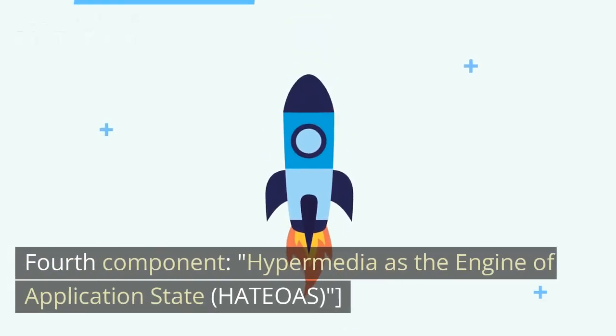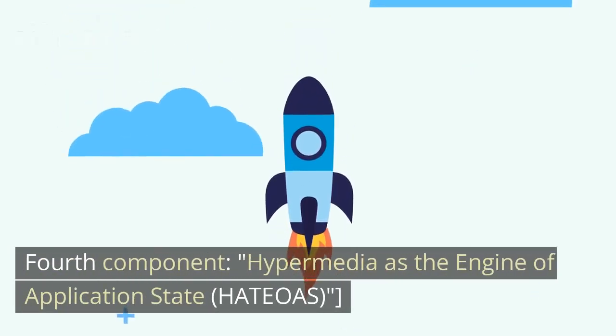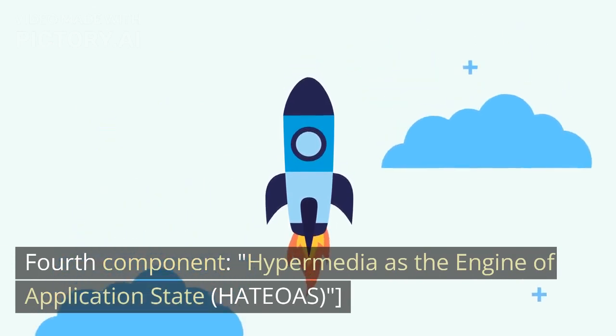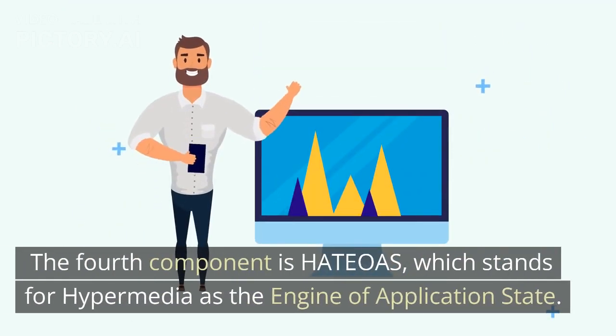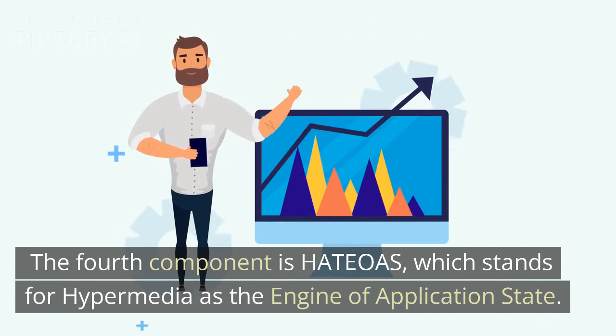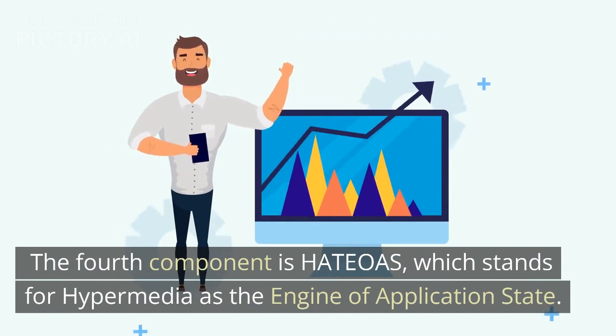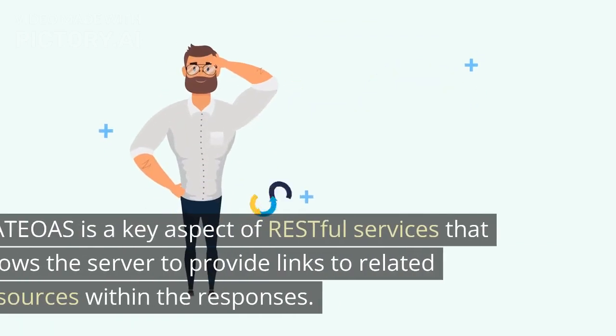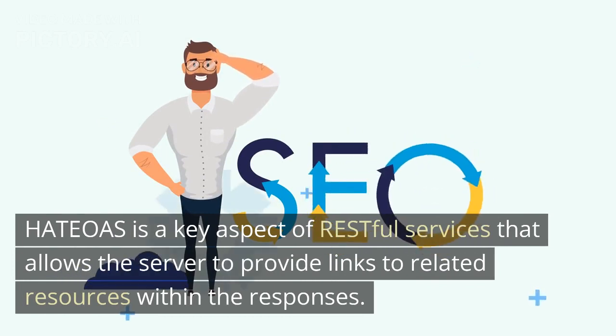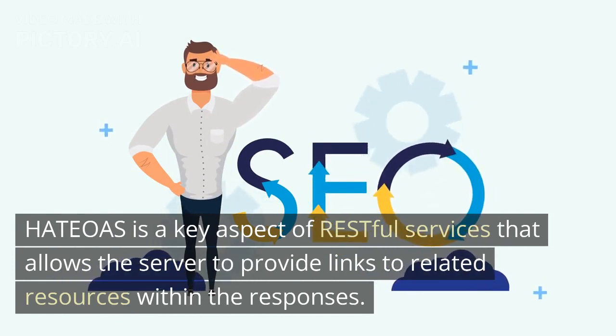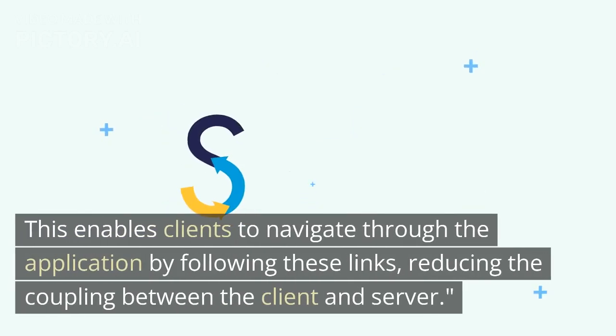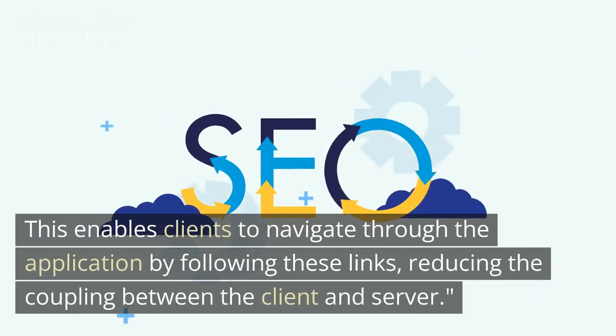The fourth component is HATEOAS, which stands for hypermedia as the engine of application state. HATEOAS is a key aspect of RESTful services that allows the server to provide links to related resources within the responses. This enables clients to navigate through the application by following these links, reducing the coupling between the client and server.